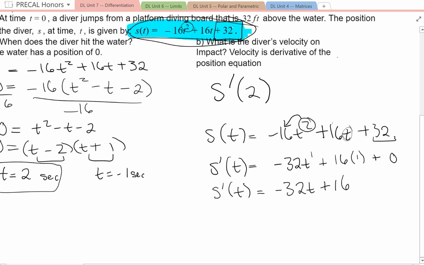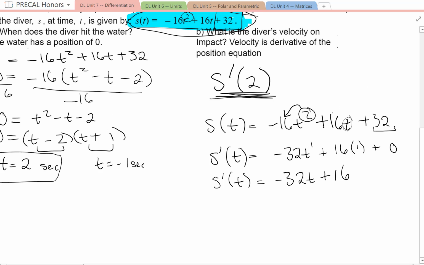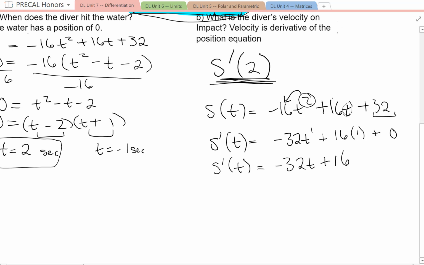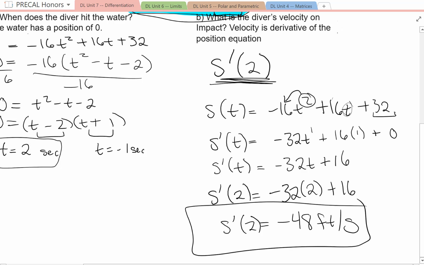We started off with a parabola. The derivative is a line. That makes sense from graphing a derivative. And now you need to find s prime of 2. So what is the velocity after 2 seconds? Because 2 seconds is when the diver hits the water. Plug in 2. -48 feet per second. That's velocity.